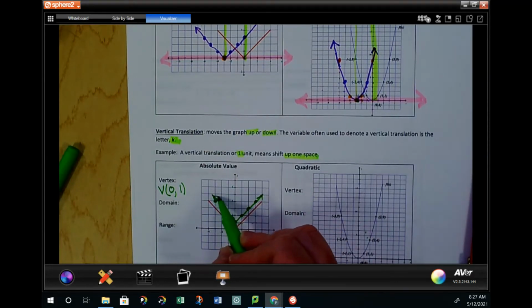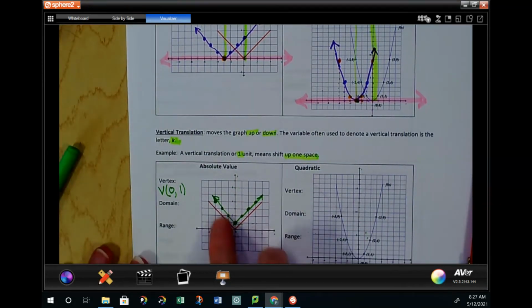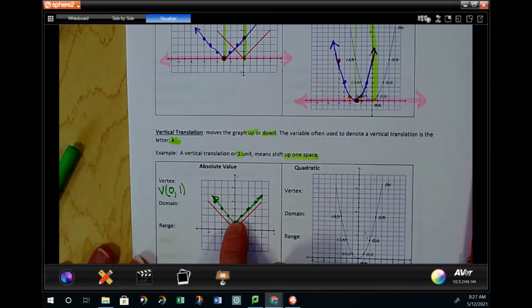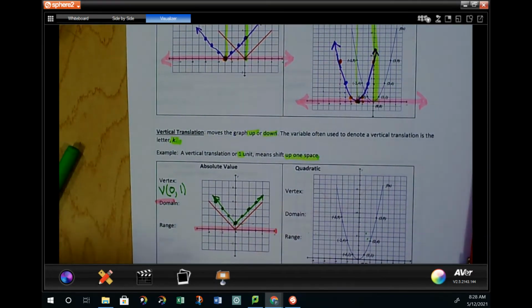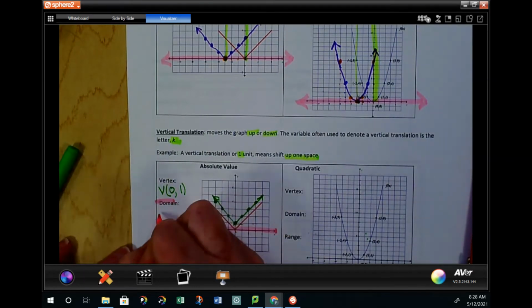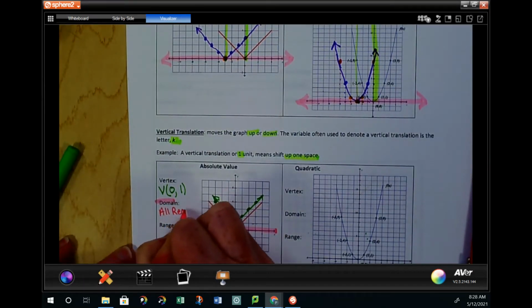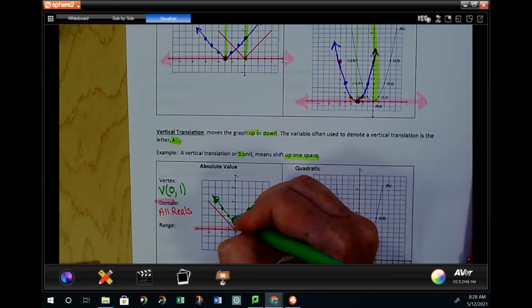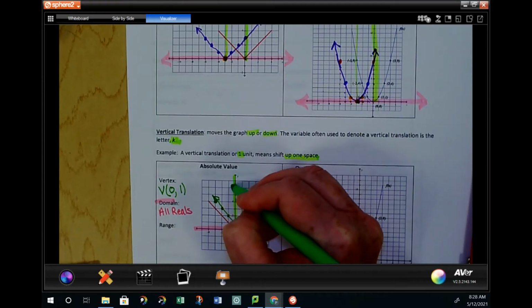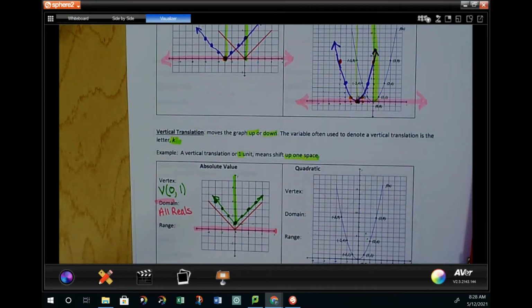And so notice, again, all I did was move it. It's the same exact shape. All I did was slide it up 1. So again, my domain in this case is it continues on forever. So that domain is all reals. And then my range, okay, it's on the y-axis. Here's my range. So on that y-axis, the lowest point that it goes is going to be y bigger than or equal to 1.